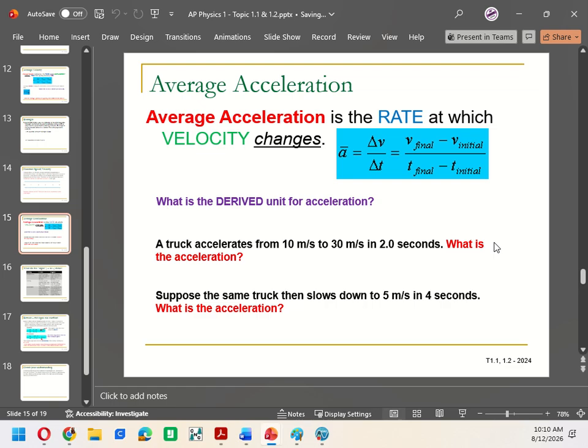Now, you people, write me out. A truck accelerates from 10 meters per second to 30 meters per second in 2 seconds. What is its acceleration? This is something for you right now. Write that out.